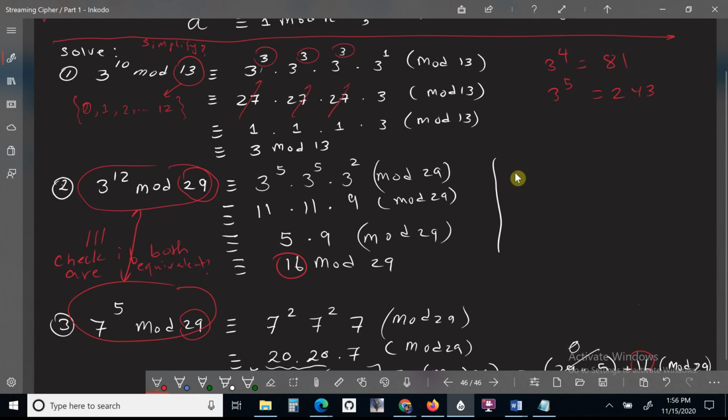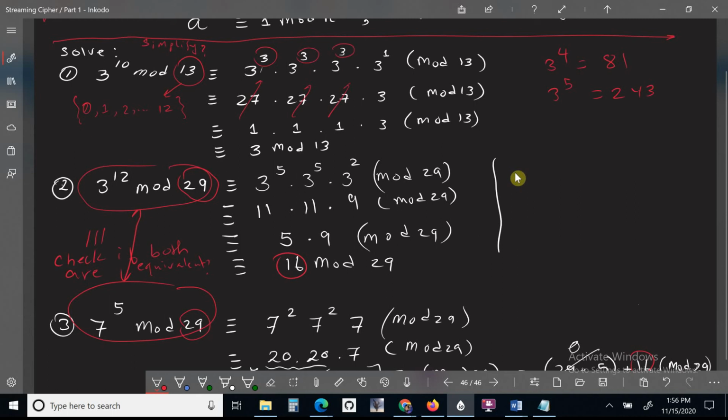I could have also used 3 to the power 4. If I use 3 to the power 4, basically I will do 3 to the power 4 times 3 to the power 4 times 3 to the power 4, and it could work as well. But since in this example I'm using 3 to the power 5, which is 243.